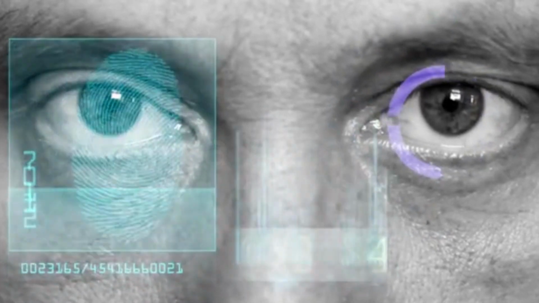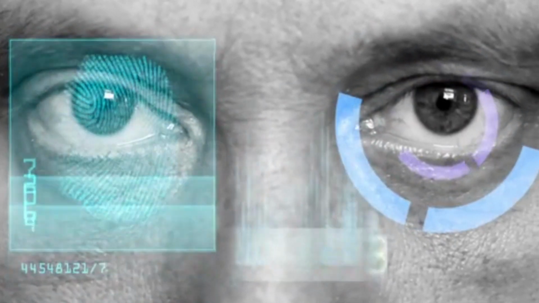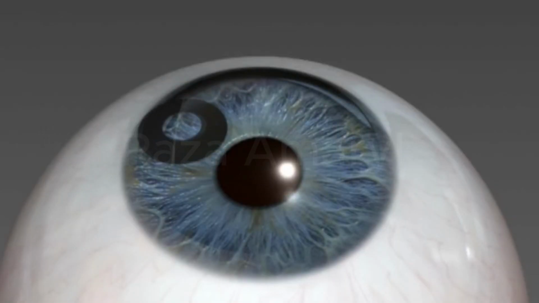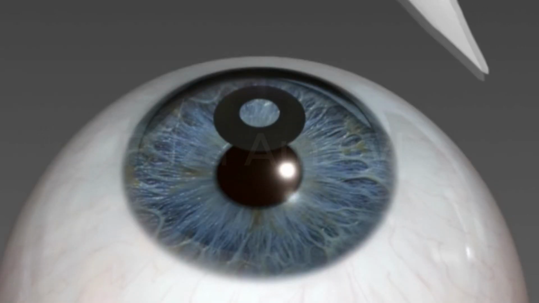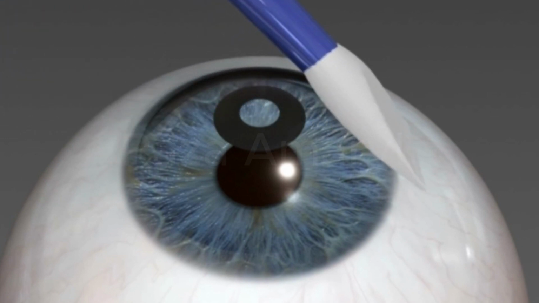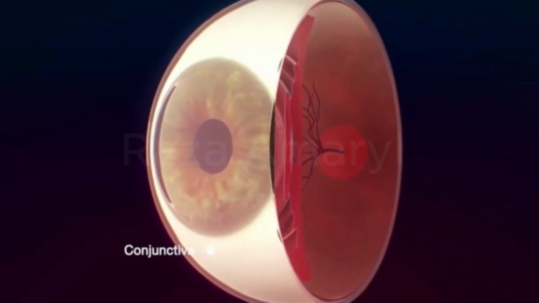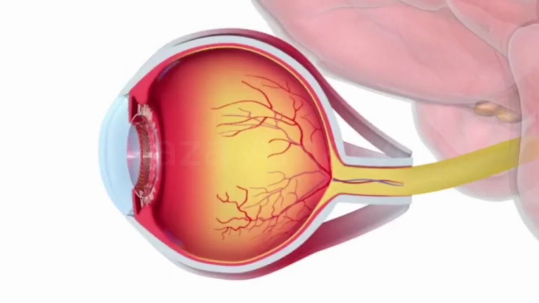2. Iris and pupil. As we move deeper into the eye, we encounter the iris and the pupil. The iris is the colored part of the eye, and it controls the size of the pupil. The pupil is the black circular opening in the center of the iris. It adjusts its size depending on the amount of light entering the eye.